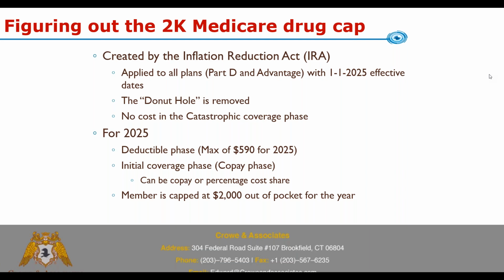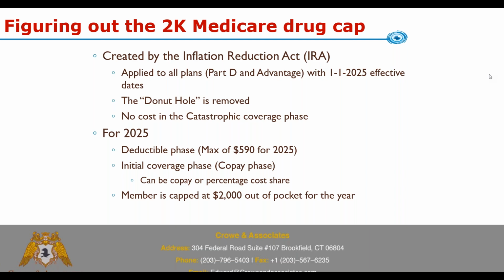First of all, the donut hole, as most of you know, is removed. So there is no donut hole, and when you go into the catastrophic phase, there's no cost. So there technically is no catastrophic phase anymore, but regardless, there is no cost in that phase. For 2025, however, there will still be a deductible phase. That deductible is going to be a max of $590. That doesn't mean that the standalone drug plans or the Advantage plans will have a $590 deductible. That just means that's the most they can have for 2025.